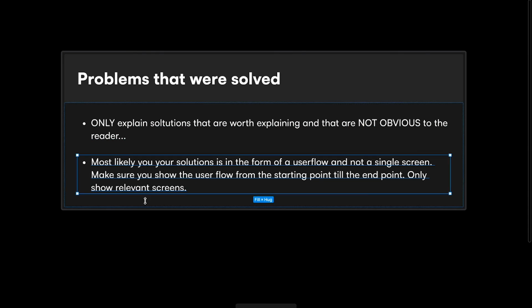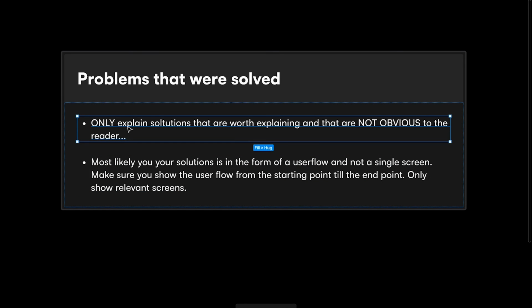And finally, reiterating what I'm actually trying to say here, I'm going to show both the points here. The first point is that you should only explain solutions that are worth explaining, and not the obvious ones, to the reader. Because product designers are supposed to be solving problems, which means you need to be solving complex problems. You need to be solving interesting problems. You need to be solving problems for which the answers are not obvious. Always keep that in mind.